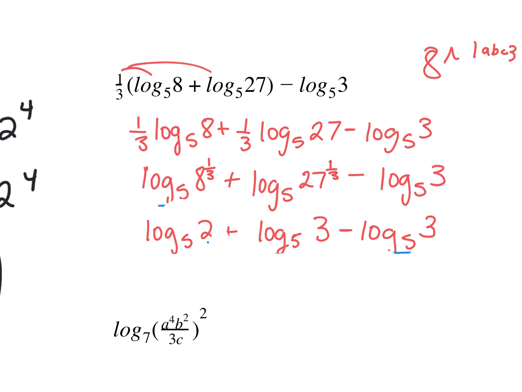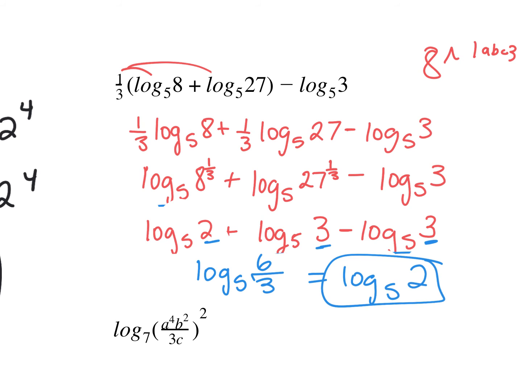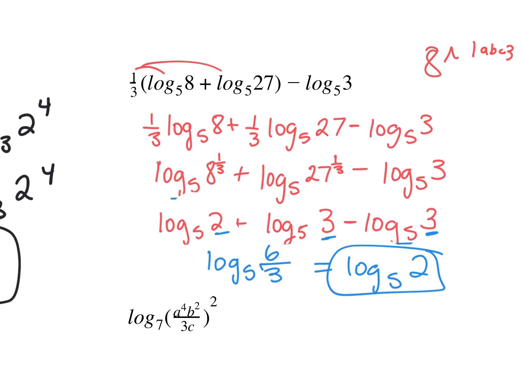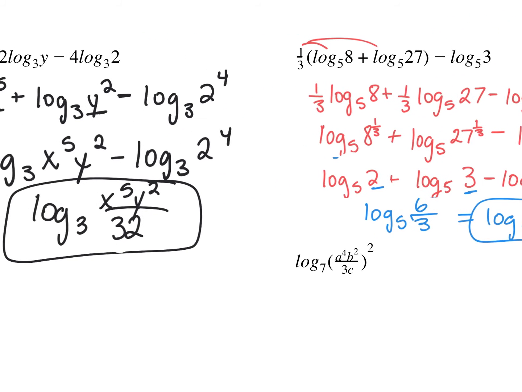The first thing I would do is multiply these two values, so I'd have log base 5 of 6, and then I would divide that by this 3. What is 6 divided by 3? Log base 5 of 2. Is that the same answer as what we just got? Yes. Very much so. It is.